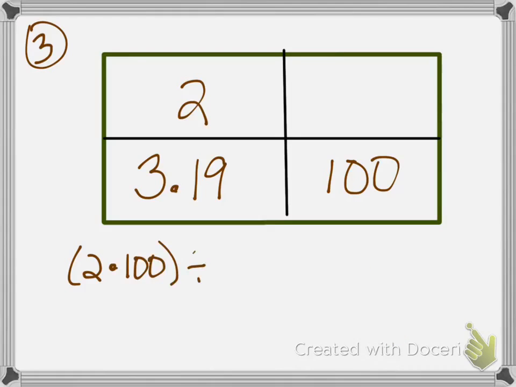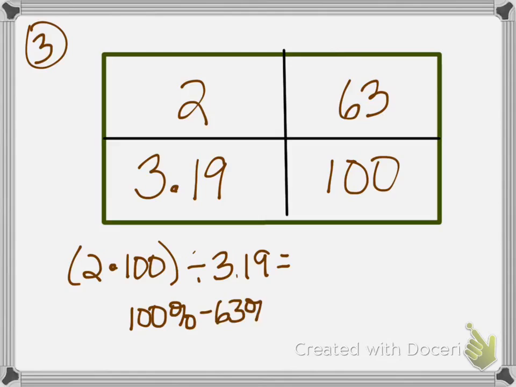In number 3, the sale price is $2. The original price is $3.19. My equation becomes the quantity 2 times 100 divided by 3.19, which gives me 63%. Again, I need to subtract to figure out my final sale. 100 minus 63 is 37% off.